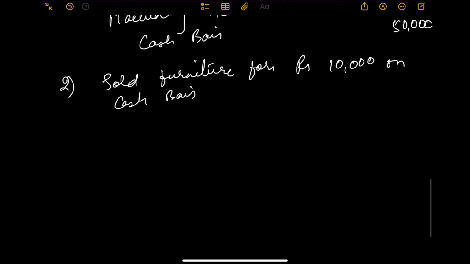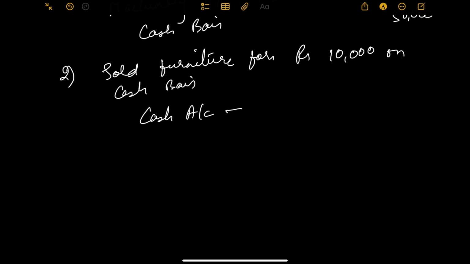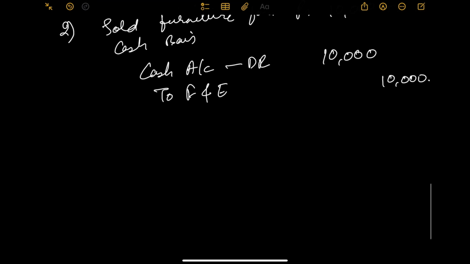So what we are doing is we sold the furniture, so we are getting cash. Cash is coming into the business. So what is the rule for real account? Debit whatever comes in and credit whatever goes out. So cash is coming in, so I am debiting cash account, debit rupees 10,000, to furniture and equipments rupees 10,000 because furniture and equipments is going out of the business. Clear till here?